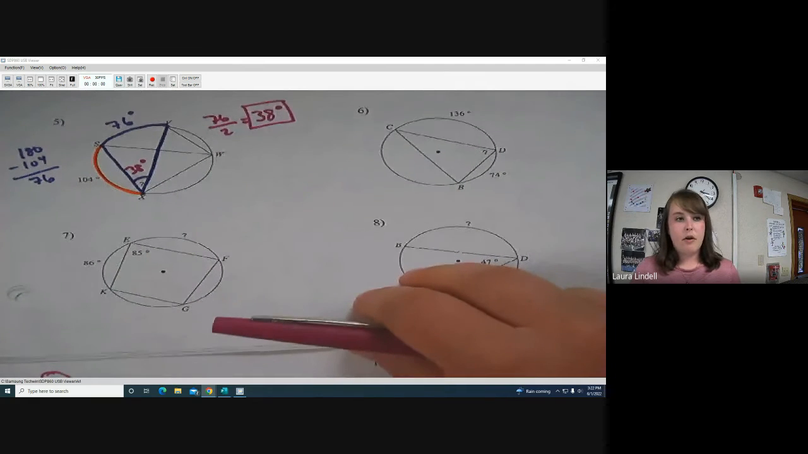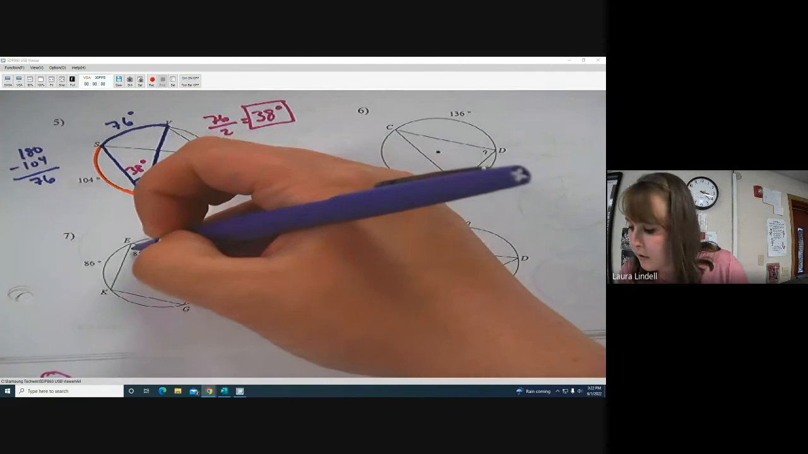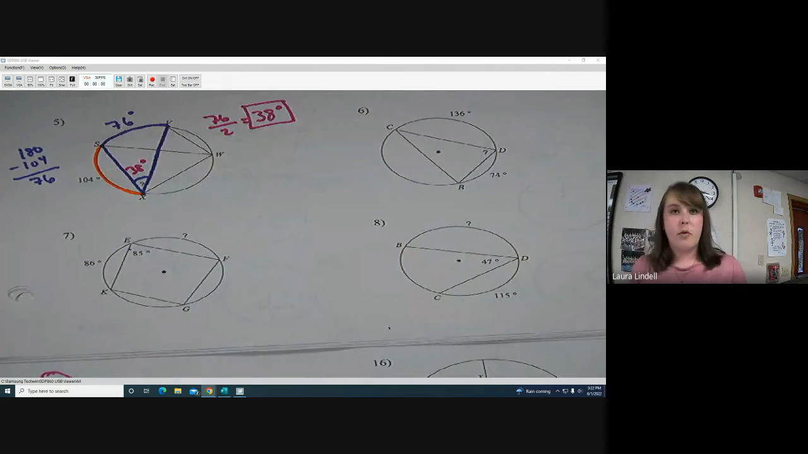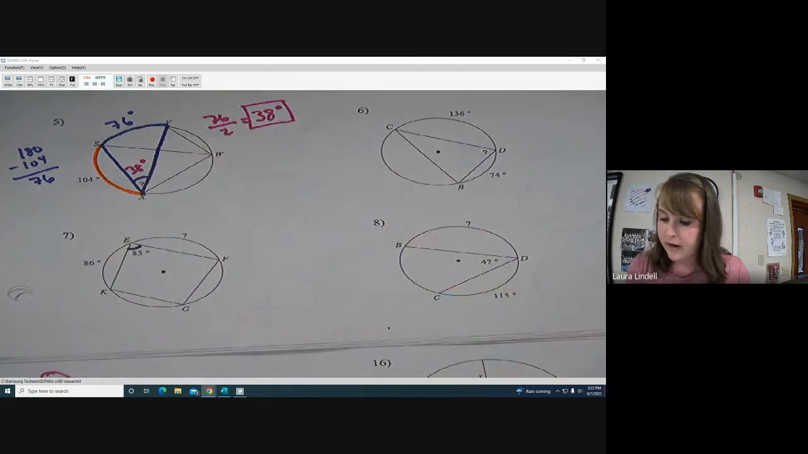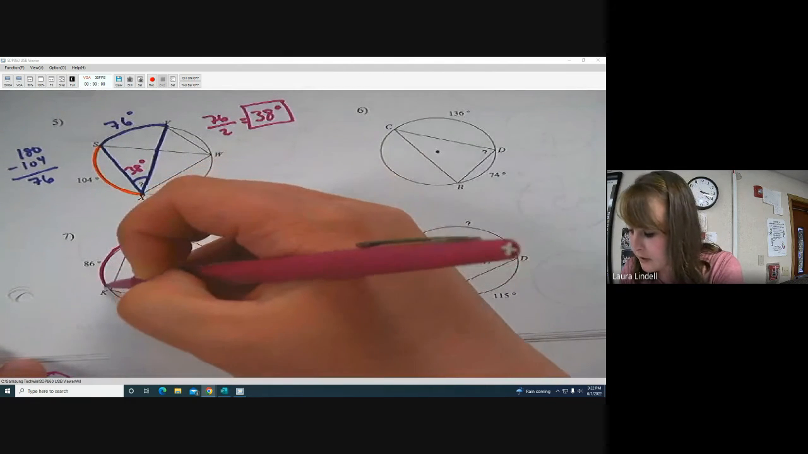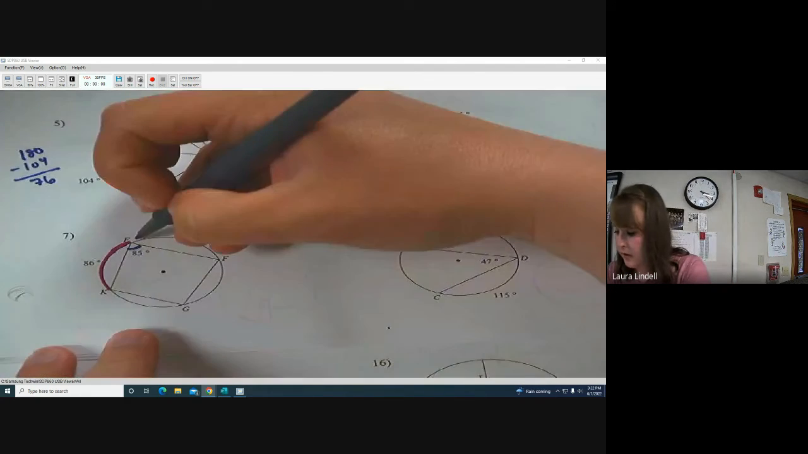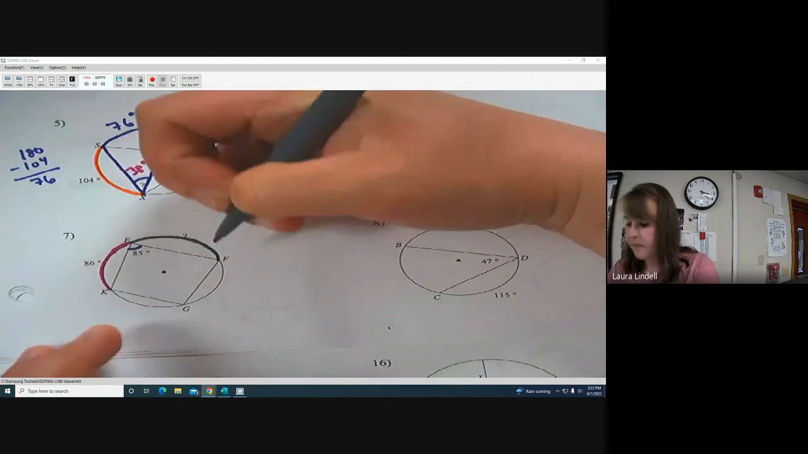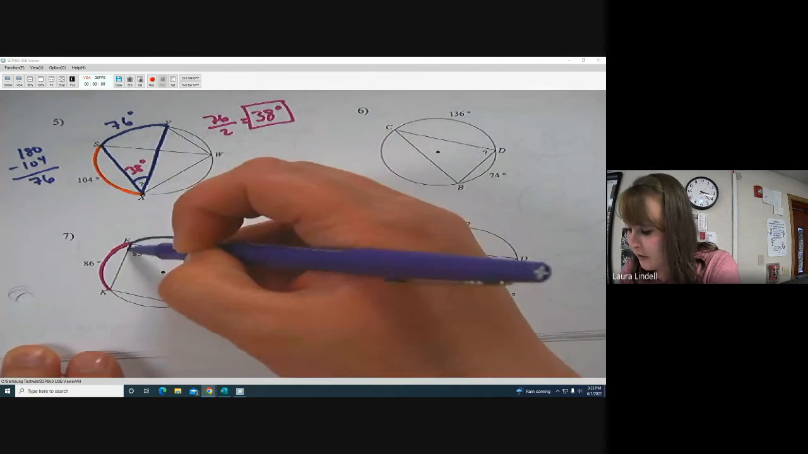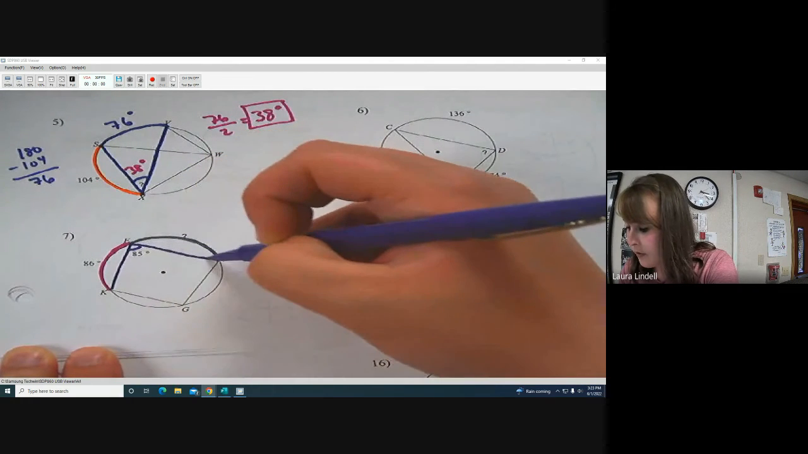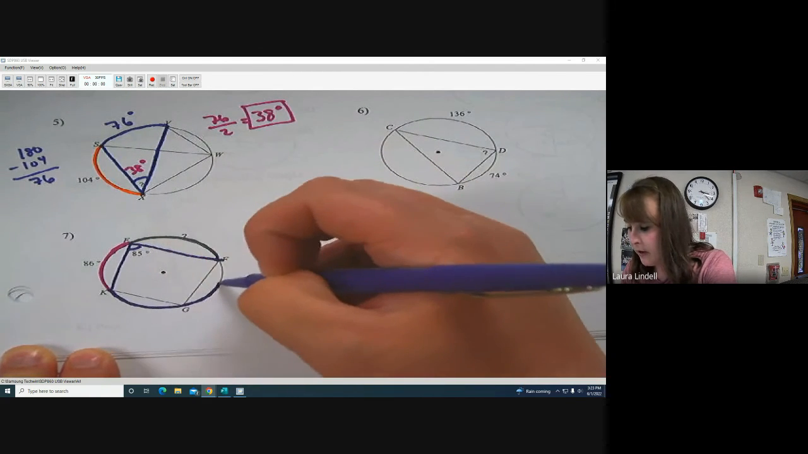One final one that we'll go over together here is number 7. On number 7, we notice things are in a little bit of a reverse order here. This angle is 85 degrees. We are told that this arc right here is 86 degrees. And we want to figure out what is this arc right here. Okay, so 85 degrees is this angle that goes out to points K and F. That means it corresponds with this arc out here, KGF.